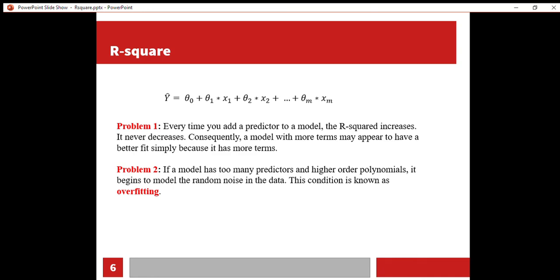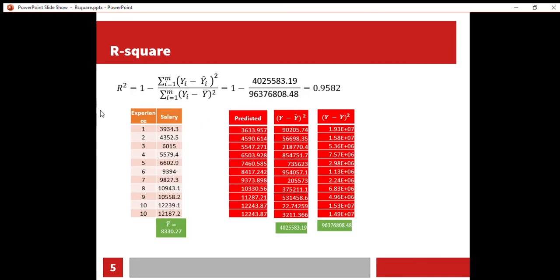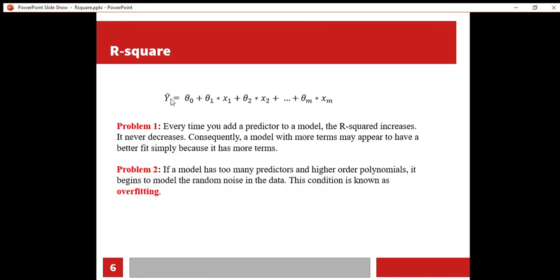So with an increasing number of predictors, for example, in the previous example we have only one predictor, which is experience. If we have n predictors, this means R-squared will not decrease. It keeps increasing to close to 1, and this also leads to overfitting.